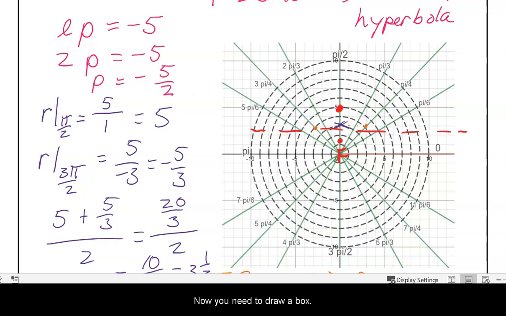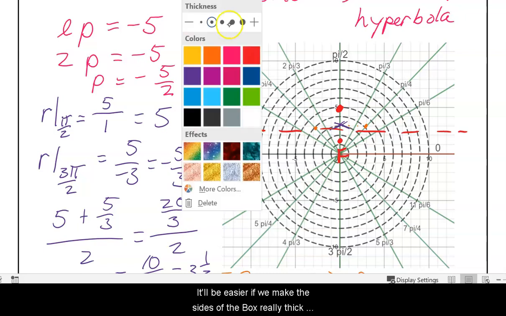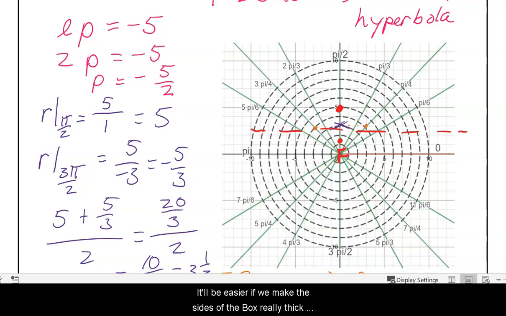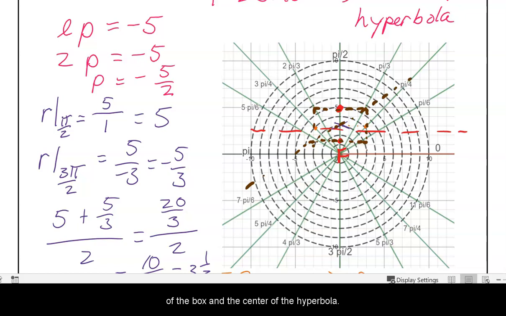Now you need to draw a box. It'll be easier if we make the sides of the box really thick so that we can see them. The box has to go through the major vertices and through the B value. This is going to come across then and hit through those points. Now we will draw the lines that go through the corners of the box and the center of the hyperbola. These are your asymptote lines.